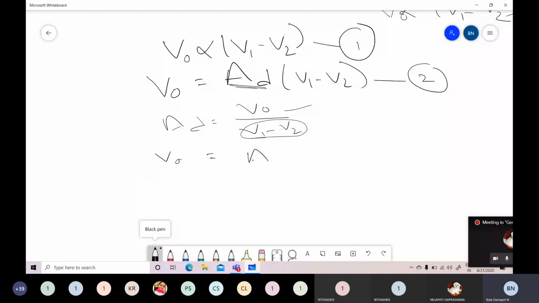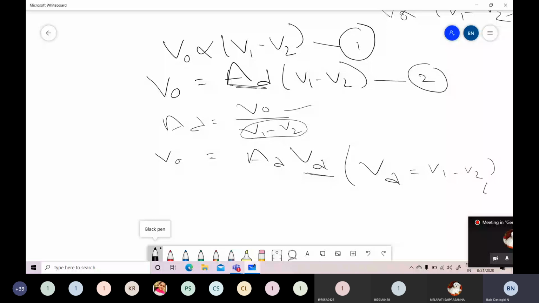V0 is equal to AD into VD, where VD is nothing but the difference of two input voltages. We have taken VD is equal to V1 minus V2. So VD is nothing but the differential voltage between the two input voltages. Let this equation be 3 here.